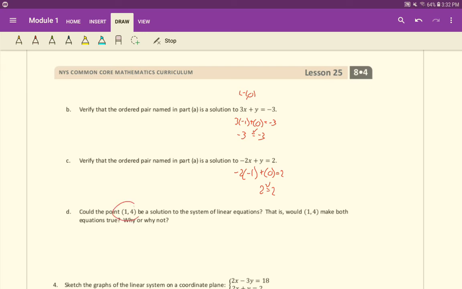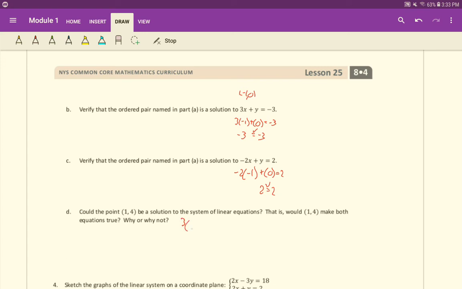Could the point 1,4 be a solution to the system? Again, we kind of already understand that's going to be impossible, right? We already found the one point of intersection that there is when we have two lines. Two lines will only intersect in one point, and so this 1,4 cannot be a solution because we already found the solution. Okay, so we already know that's the case. But you can again say that if you want to as a justification.